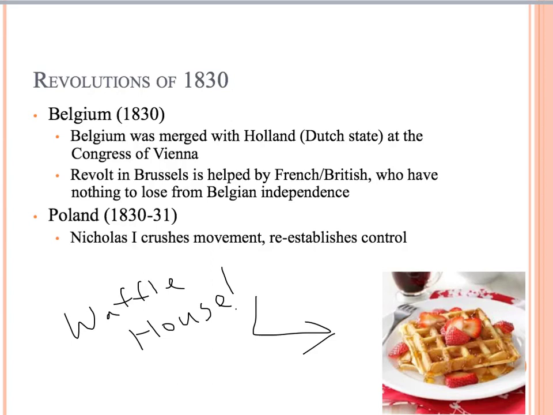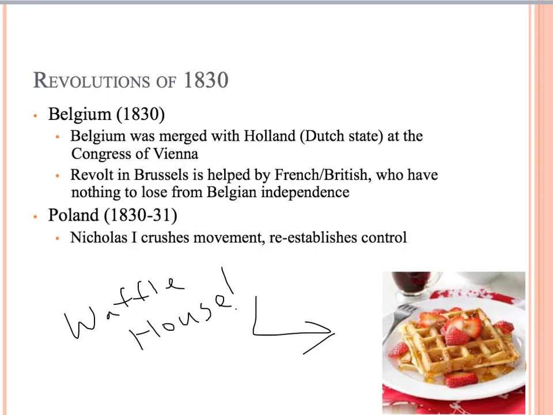Belgium actually in 1815 had been merged with Holland, which was a Dutch state, part of the Netherlands. So they had totally lost their independence. And the Belgians, who are distinct from many of the Dutch, they're Catholic, they're just a different culture. The July Revolution, again, inspires them maybe to have their own place in their own country. And they started to rebel against the Dutch and they were actually helped. The French and the British actually helped them, and they at that time did not have anything to lose from Belgian independence. So again, look at this.